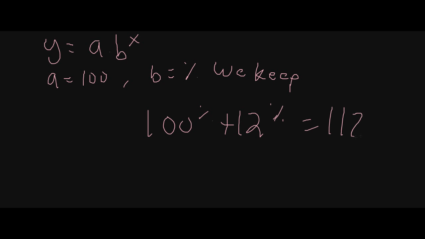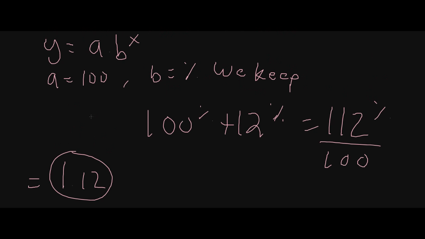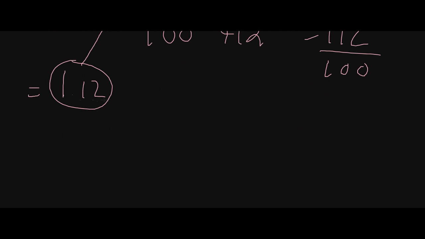This comes out to 112%. If we turn that to a decimal, we divide by 100, and we get 1.12. Now this is our constant multiplier. And remember, it's the percentage we keep, so we're keeping 112%. We turn that to a decimal, so now we get y equals 100 times 1.12 raised to the x. Alright, x represents time.